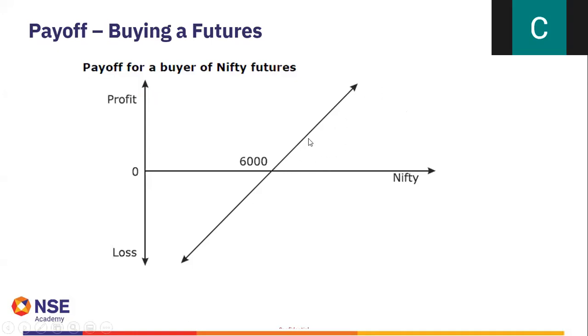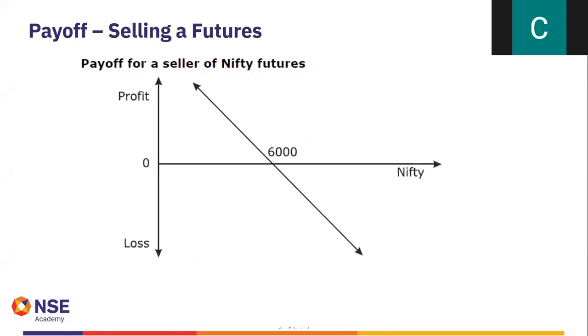I'll be making money when the price increases, when the Nifty goes up, or when the underlying asset price increases. And vice versa, if the price falls, obviously I'll be making a loss. So here my scope for profit is unlimited and loss also is unlimited. It can go either way, unlimited profit and unlimited losses. So this is the payoff for a buyer of a Nifty future.